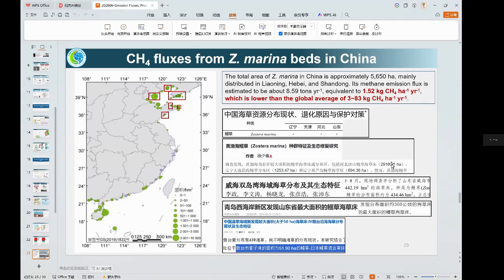Based on our determined methane fluxes and the area of Chinese Zostera marina, we calculated that the methane emission fluxes in China are much lower than the global average value.